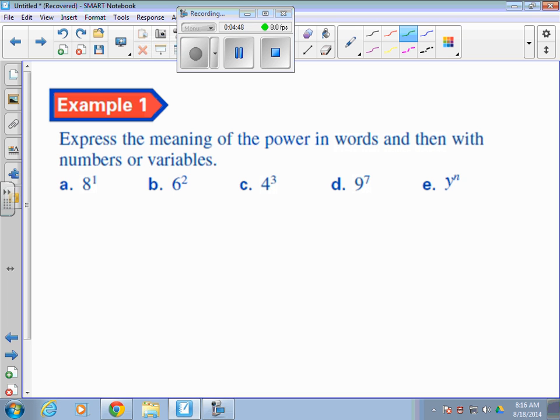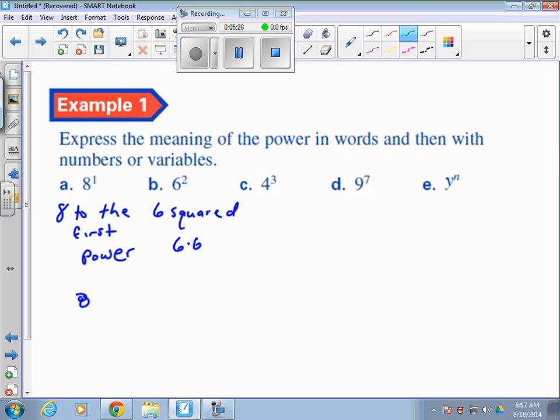Okay, let's take a look at these. The first one, it says express it in words and then in numbers what it means. So this first one, 8 raised to the first power, means 8 times itself one time. That's what it means. The next one is 6 to the second power. Remember, the second power means squared, so you can write it a little quicker. 6 squared, which means 6 times 6. The next one is 4 to the third power.